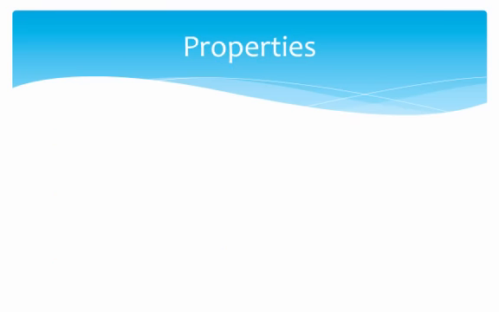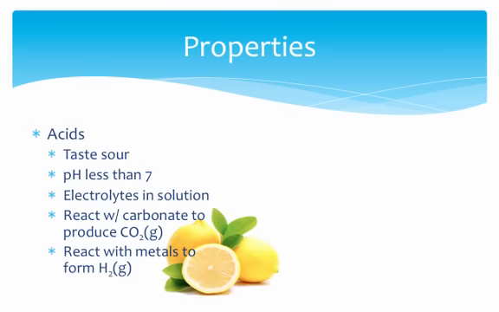Let's begin by talking about the properties of acids and bases. We'll start with acids. We'll talk about taste first. We don't usually go around tasting chemicals, but acids do show up in a lot of foods, and when they do, they often taste very sour. Down at the bottom of the page, you can see the picture of the lemon there. One of the primary ingredients of lemons is citric acid, which gives it that characteristic sour flavor.